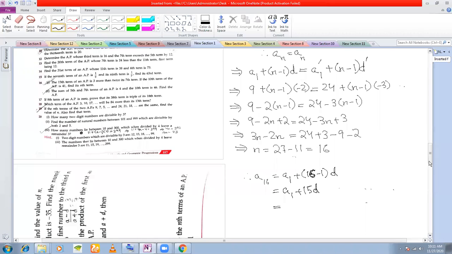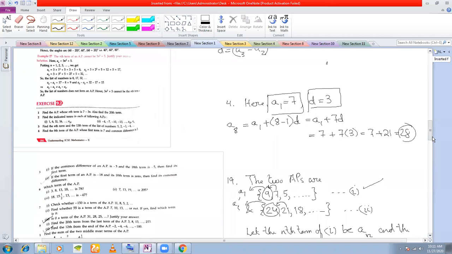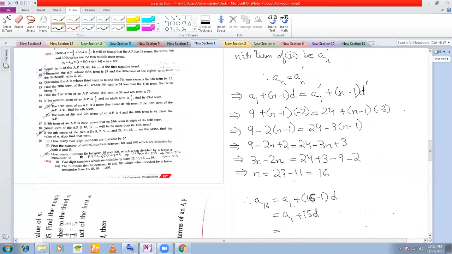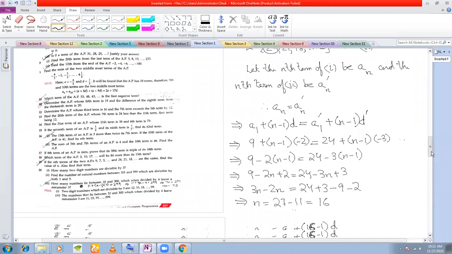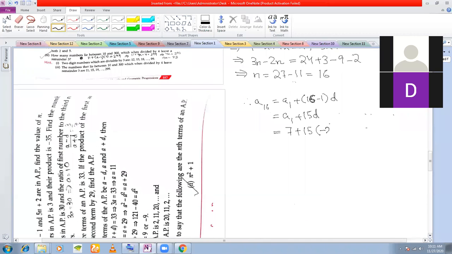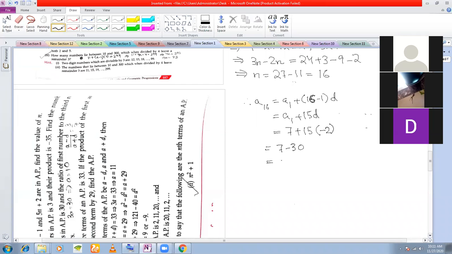Now from the first AP, what is the first term? 9. And what is the common difference? The common difference here is minus 2 for the first AP. So you get 9 minus 30, which is minus 21.